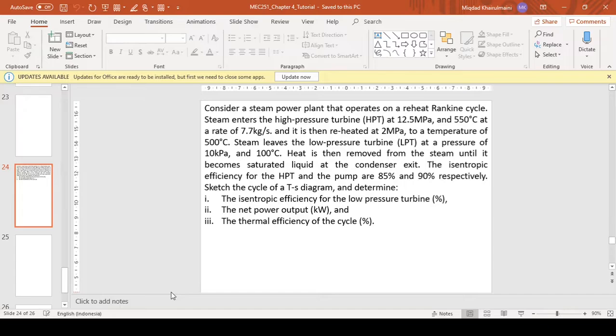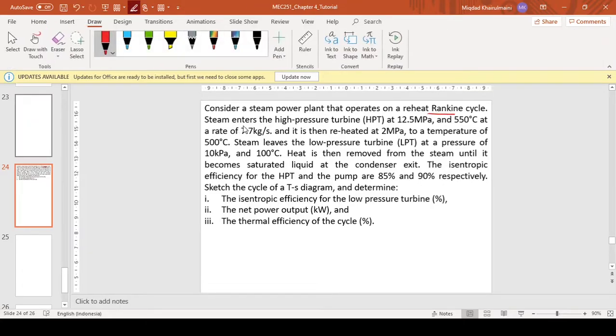So in this video tutorial, we will look at one question for chapter 4 involving the reheat Rankine cycle under actual conditions. Okay. So we have here a steam power plant, which is operating on a reheat Rankine cycle.